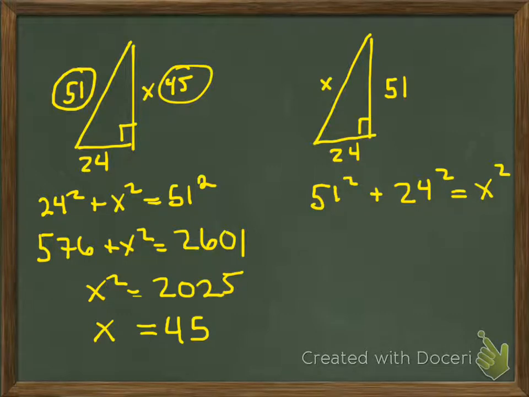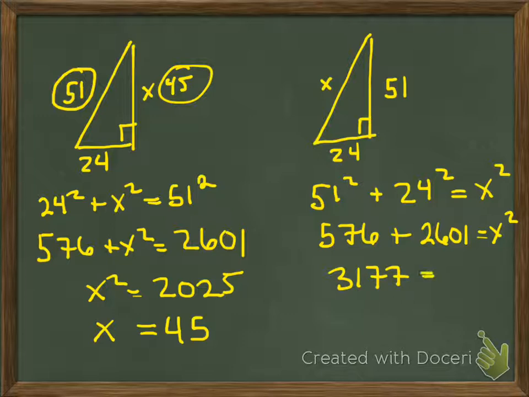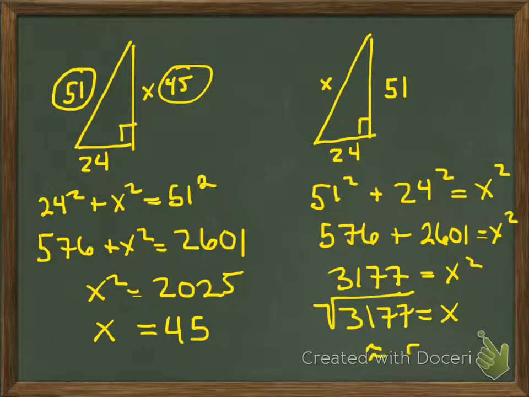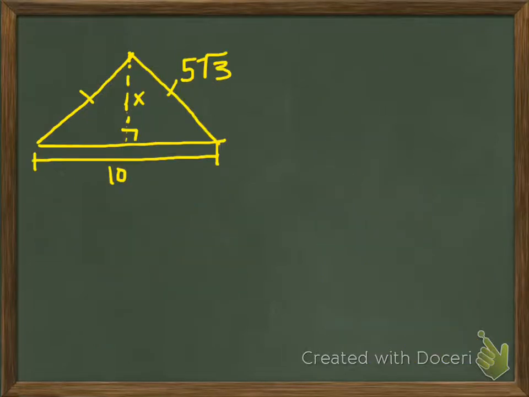And then over here you have 576 plus 2601 equals x squared. You add those two together and you get 3,177 equals x squared. So that means that x is equal to the square root of 3,177. That's a big number, so I'm not really interested in simplifying the radical. If you use your calculator, you should get approximately 56.36. All right? And this one would be the hypotenuse. Okay. All right, next one.